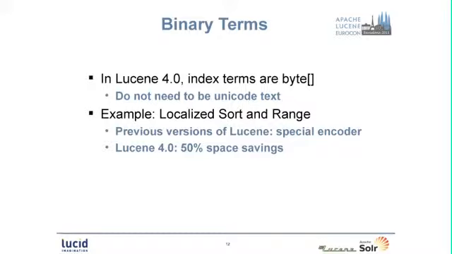Binary terms. So this is a big improvement. I'll later go into the performance impacts of this, especially memory usage. But from a search case, it's nice that terms don't have to be Unicode text anymore. You can put whatever you want in there. So if you need to be able to search on something that's binary, you can do that. Not really a lot of stuff uses that right now, except for this localized sort and range.